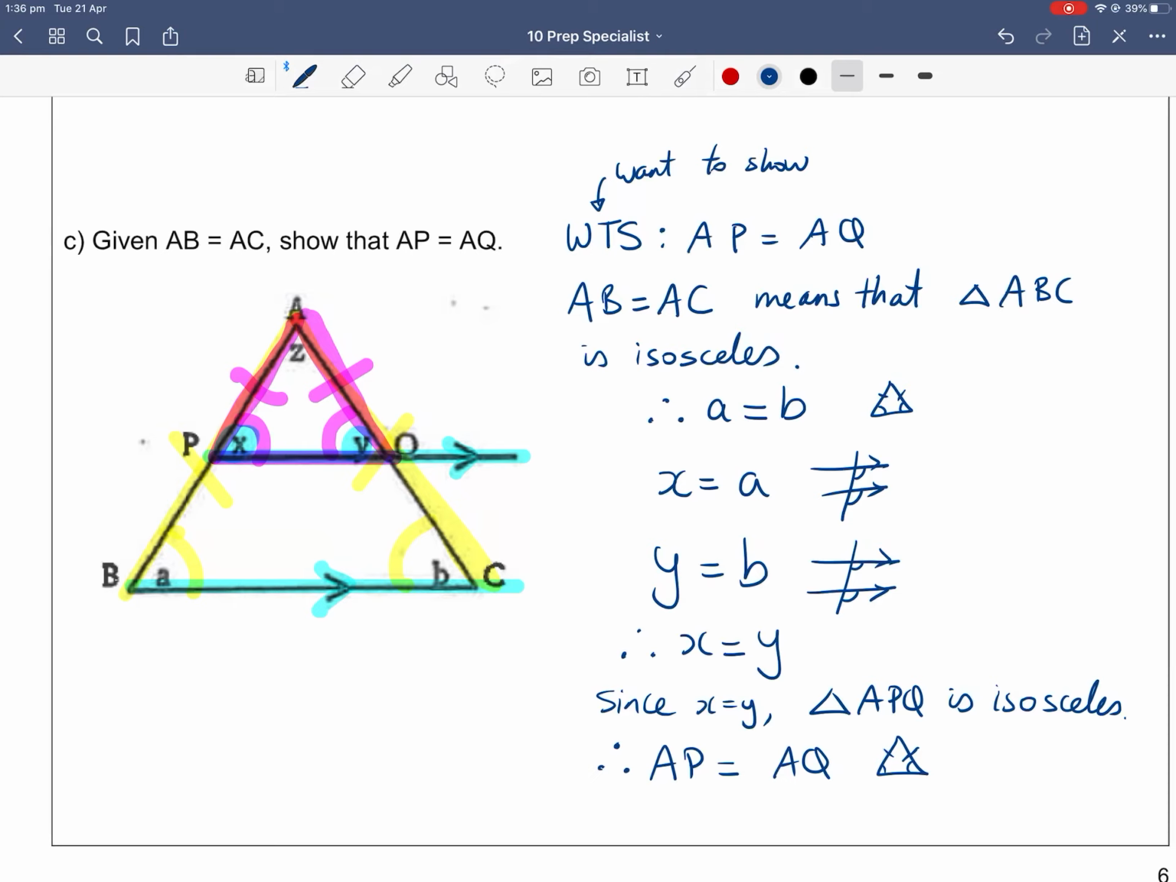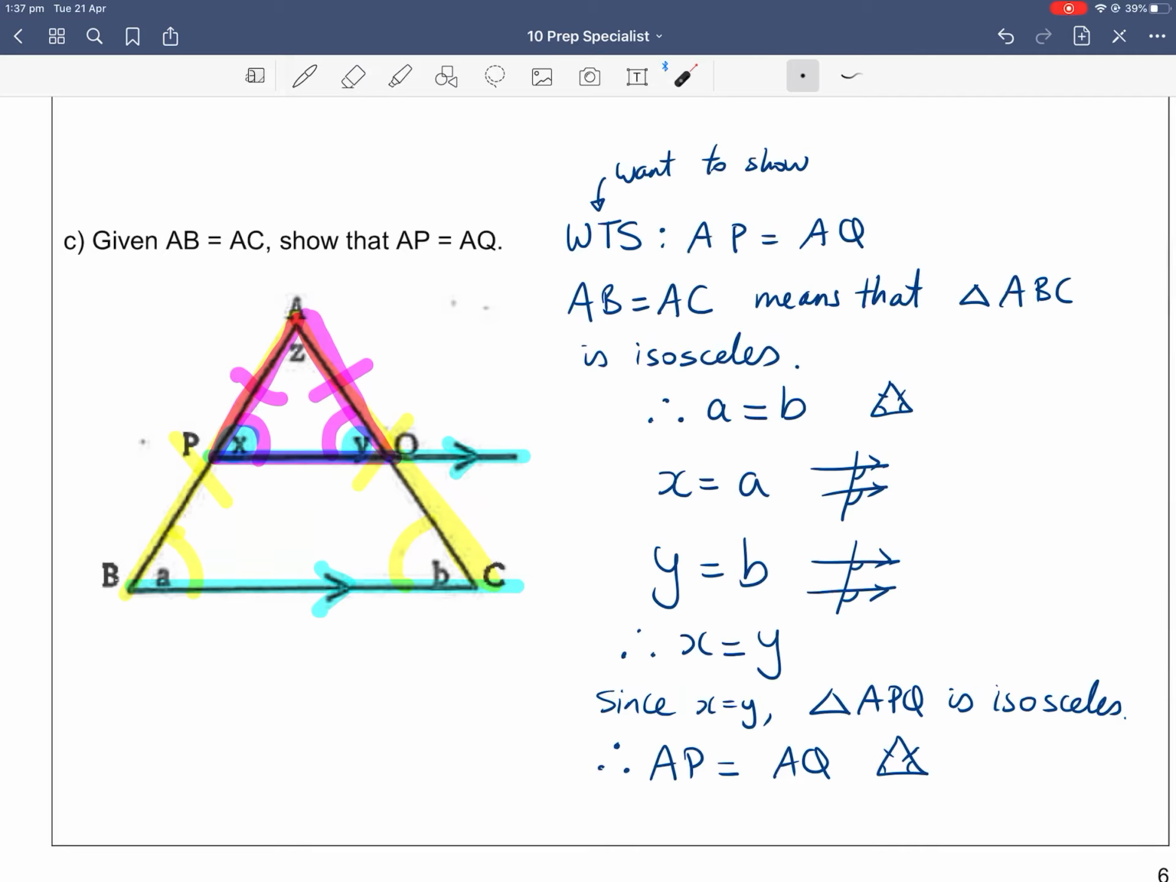And we're done, because our starting goal was to show that AP is equal to AQ, and we've shown that at the end. One of the tricks with these geometric proofs is to first make sure you have a goal to work towards. What do you want to show? Then have a look at the relationships which are given. What can you make out of the relationships which you're given?